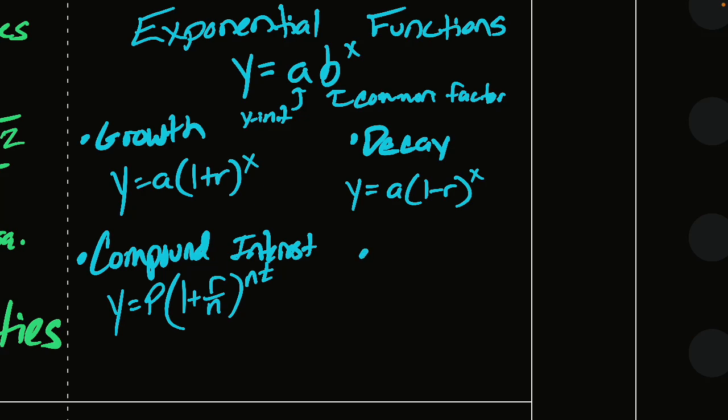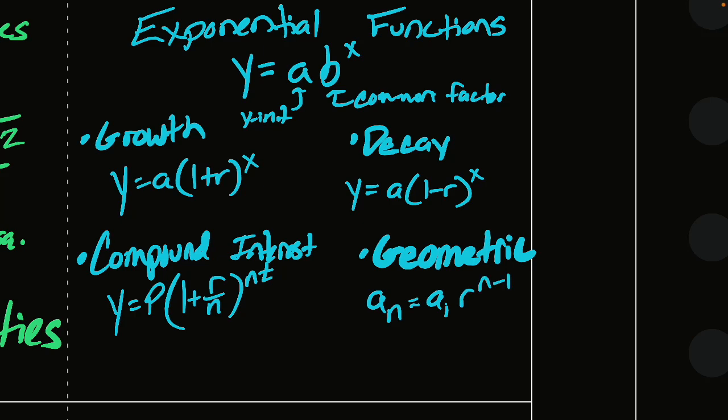And the last thing that we had was this was a geometric sequence, which was of the form A sub n equals A sub 1 times r to the n minus 1. Again, just like arithmetic, this would be considered our explicit equation, or finding the nth term. I could tell you to find the 150th term. You could plug 150 in and tell me exactly what it is.